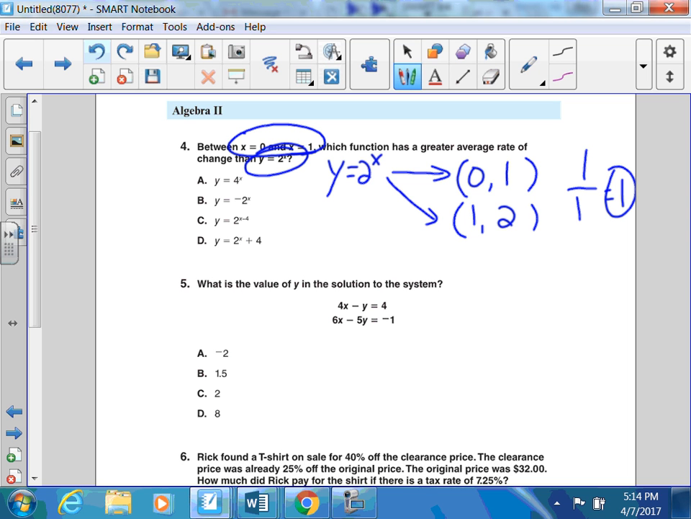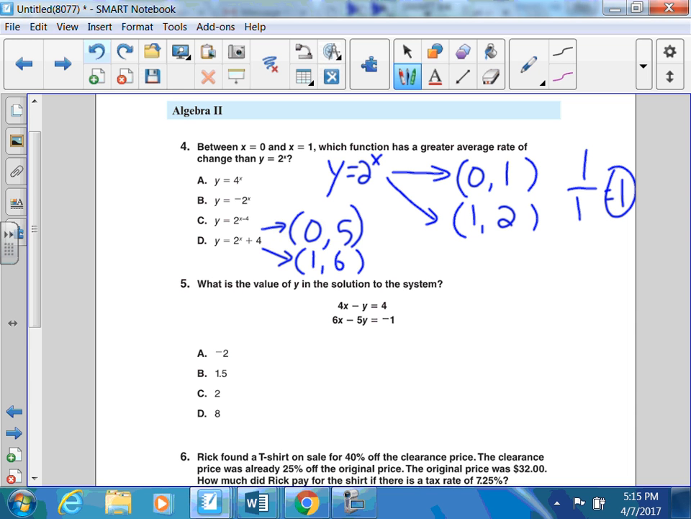I want to look at D. If we take the same ordered pairs, plug in 0 for x. This is for D right here. 2 to the 0 power is 1. 1 plus 4 is 5. If we take 1 and plug it in for x, 2 to the first power is 2. 2 plus 4 is 6. So we plug in 1, we get out 6.